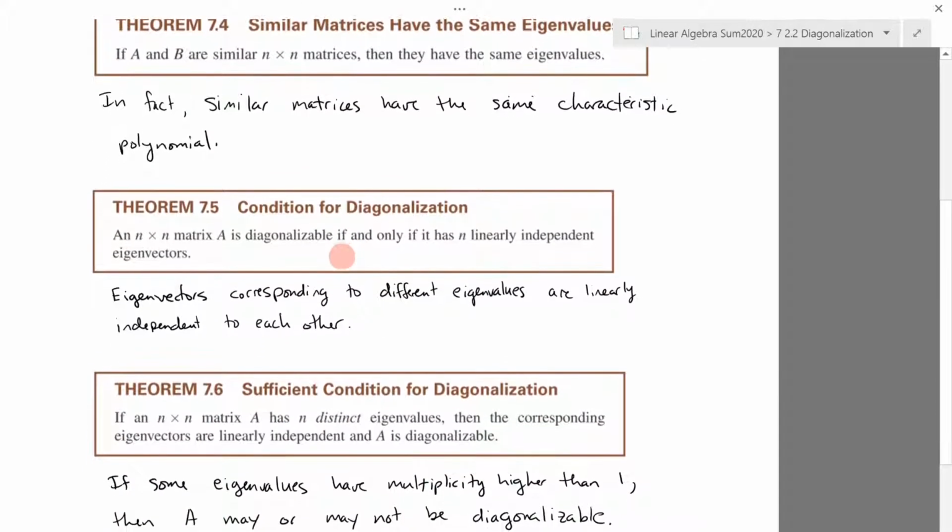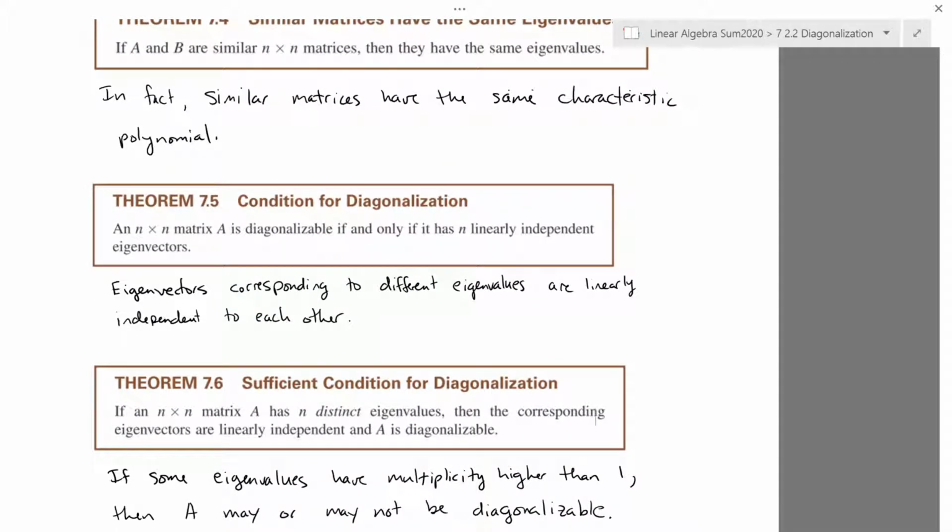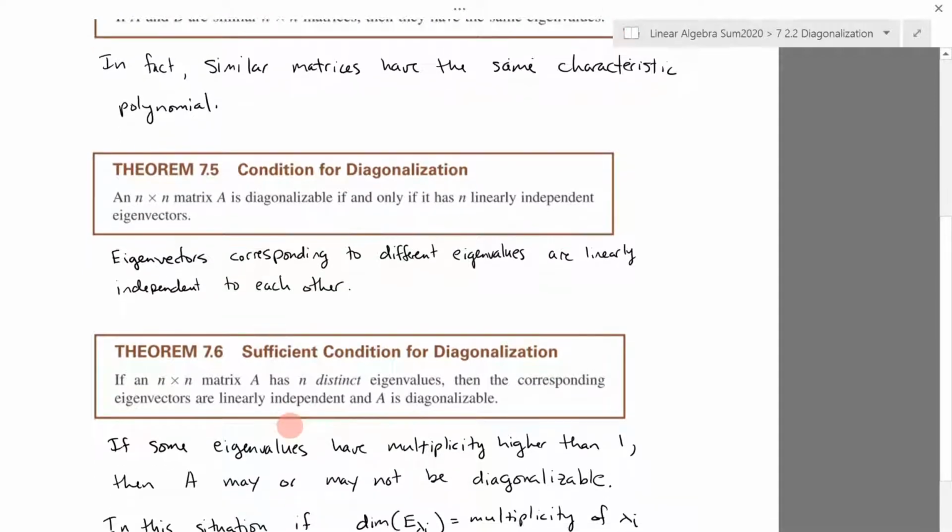Okay, so now let's look at the next theorem, which gives you a condition to check if a matrix is diagonalizable or not. It says that a matrix is diagonalizable if and only if it has n linearly independent eigenvectors. So essentially what you can take from this statement is that to determine if a matrix is diagonalizable, we want to go through the process of determining the eigenvectors for A. And the diagonalizability depends on how many linearly independent eigenvectors we can find.